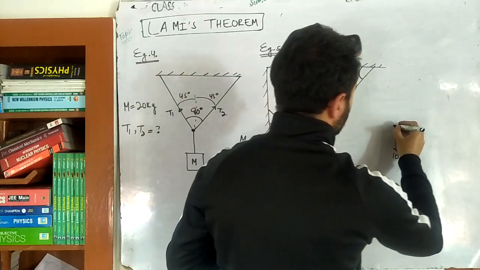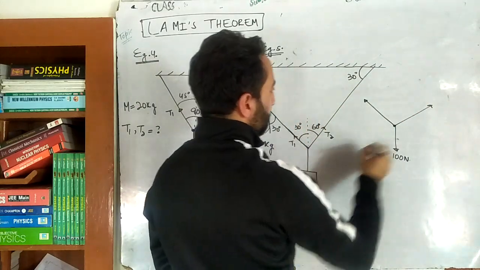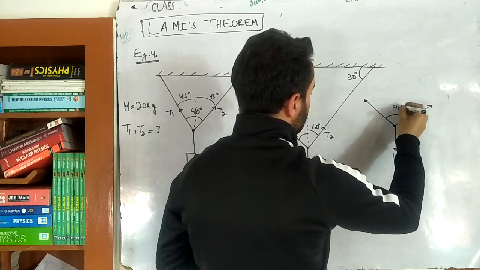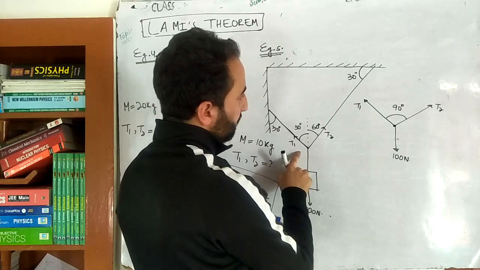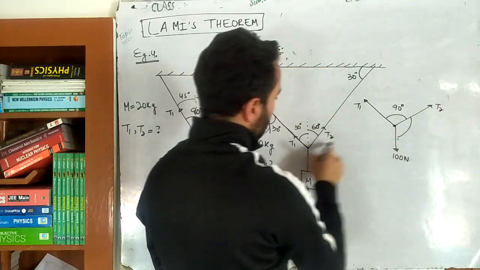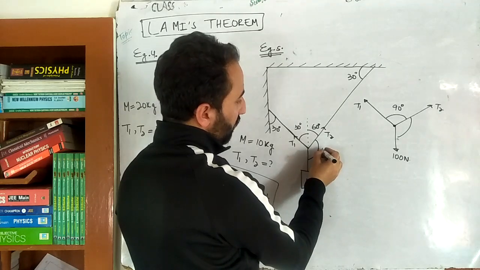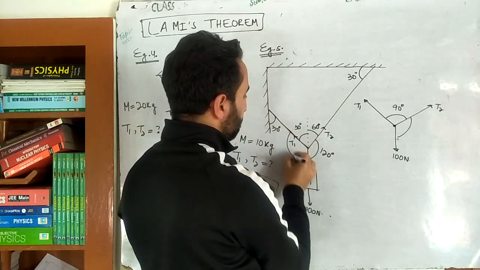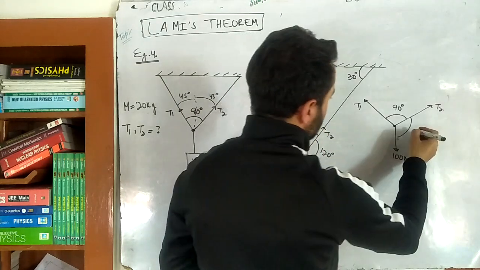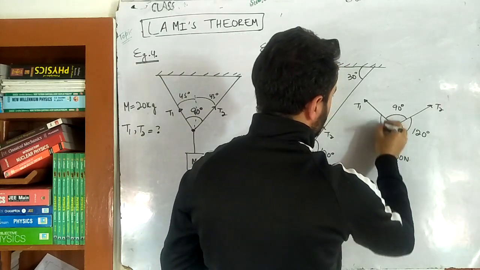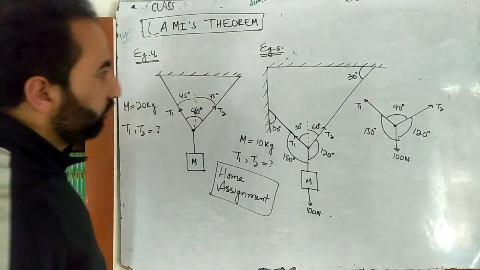Then one force along this direction, one force along this direction, and this 30 plus 60, that is 90, so this angle is 90. This here T2 and this here T1. And then what about this angle? This will be 180 minus 60, that's equal to 120 degree. And this angle will be 150. So 150 plus 120 plus 90 is 360. This here 120, and this angle must be 150. I'm sure you can apply Lami's theorem and calculate T1 and T2.